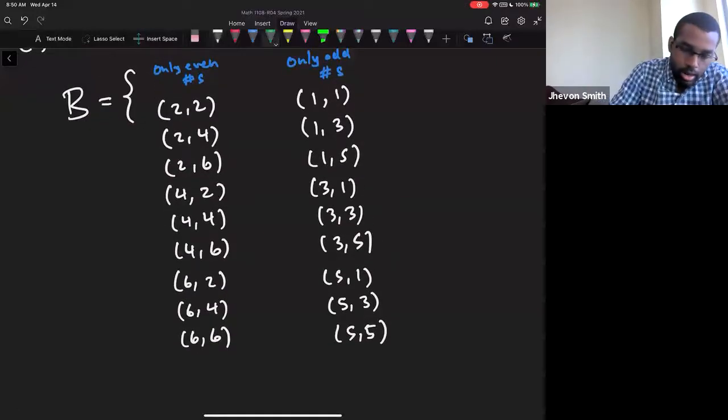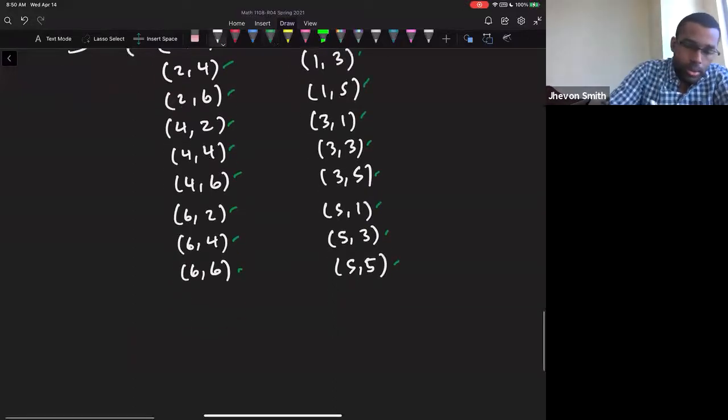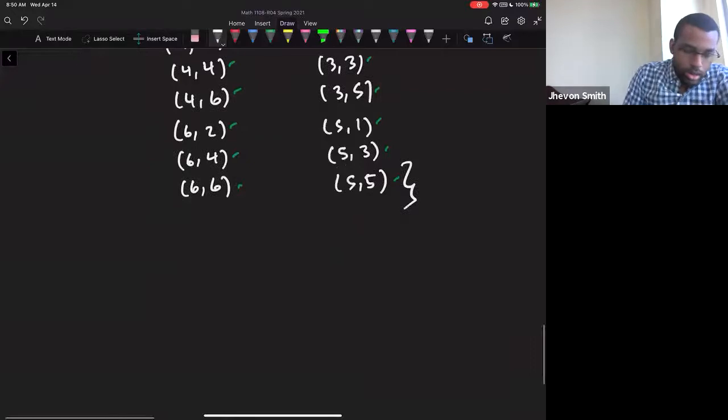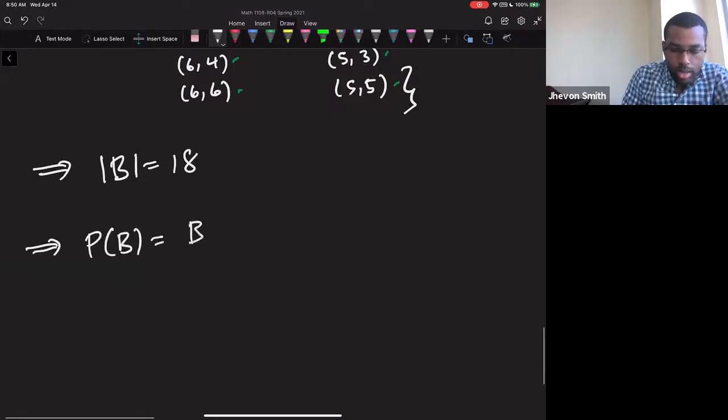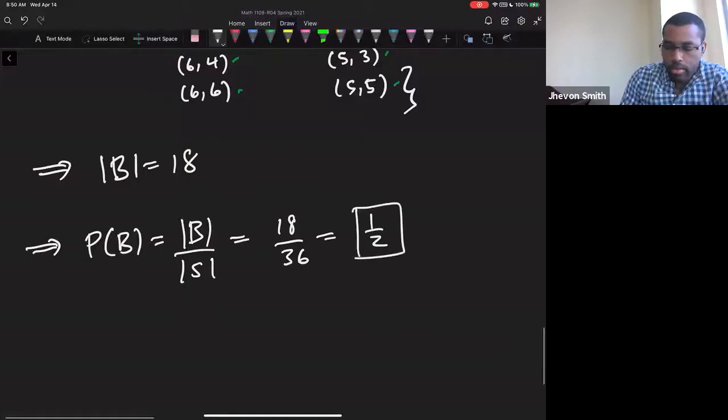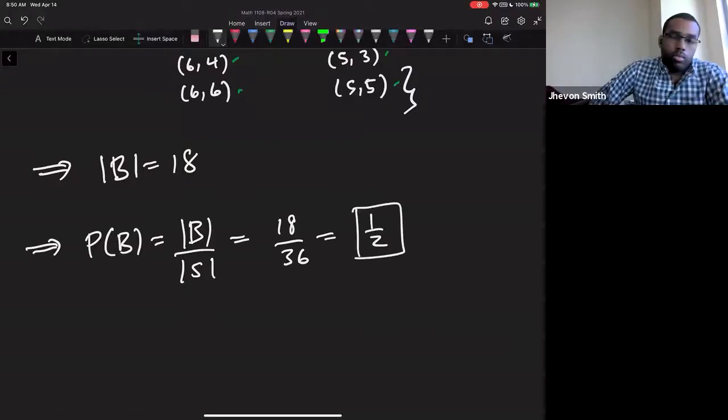Now, how many is that? 1, 2, 3, 4, 5, 6, 7, 8, 9, 10, 11, 12, 13, 14, 15, 16, 17, 18. So this means that the size of B is 18. And so the probability of B is the size of B over the size of the sample space, 18 over 36, which is a half. Okay, so that's another way we could get through problem 4.